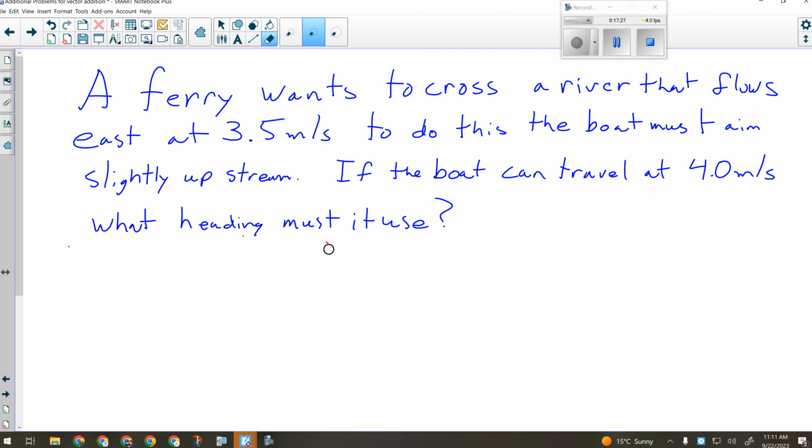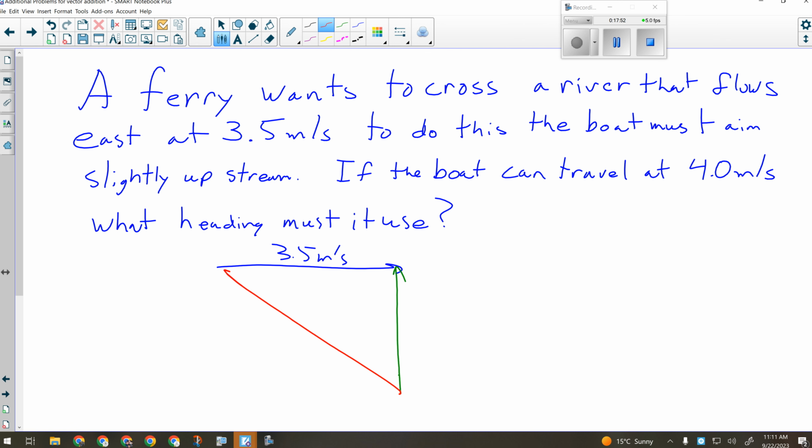Okay, so we'll change that river current to smaller because obviously the boat's velocity has to be the hypotenuse and has to be the bigger side here. So we will have the river going at 3.5 meters per second. We'll have the resultant still end up being straight across the river. And then we'll have the boat be this side here at 4 meters per second. So all we're looking for is that angle there. We have the hypotenuse and we have the current speed.